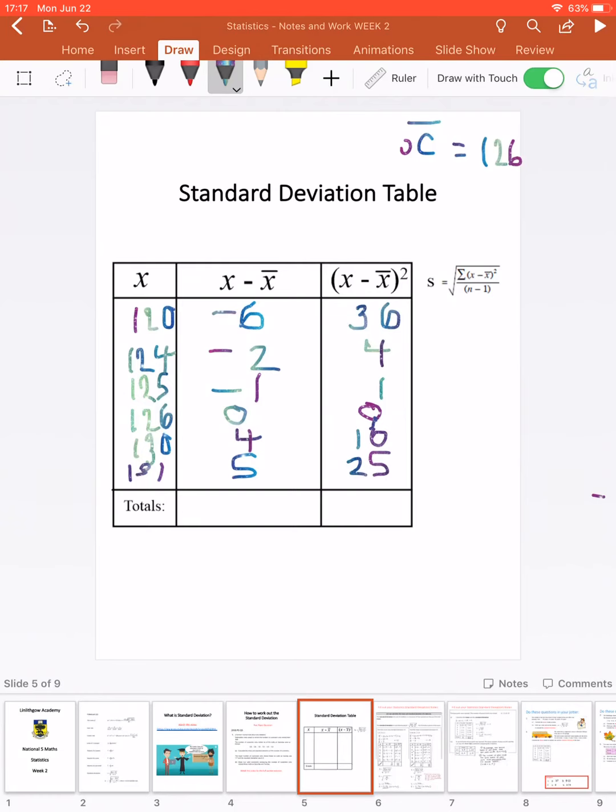Now the way to check that you have done this correctly is to add up the middle column, and you should always get a 0 in the middle column for your total. So negative 6 add negative 2 is negative 8, then we've got negative 9, then you've got a positive 9 here, so negative 9 plus 9 is 0, so you know you have done that column right. Now we have to add up the last column, so 36 plus 4, you've got 40 plus 1, 41, plus 16 is 57, 57 plus your 25, you've got 82.